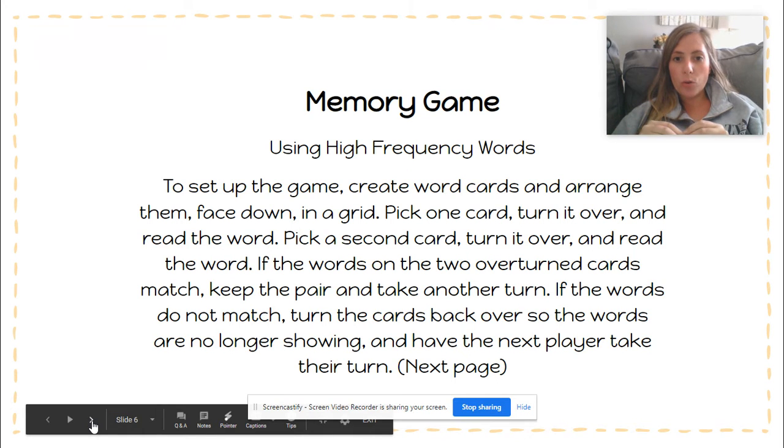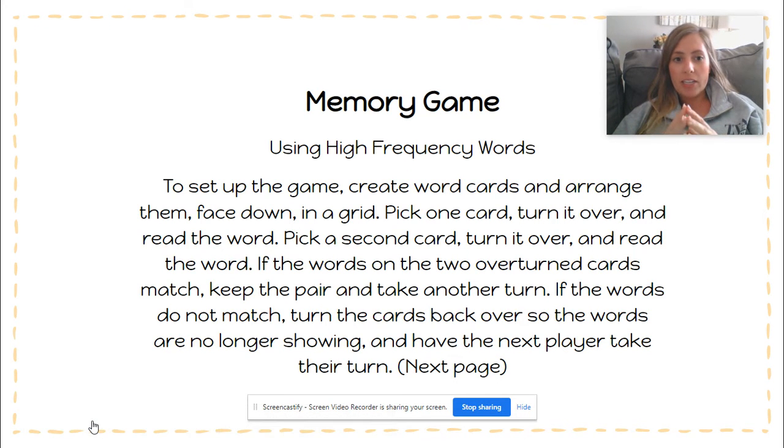All right, so for word work, you've got your memory game. This is where you're using your sight words. You're gonna set up the game, create word cards, and arrange them face down in a grid, so kind of like in a line. I have an example here in a second. You're gonna pick one card and turn it over and read the word. Then you're gonna pick a second card, turn it over, and read the word. If the words on the 2 turned cards match, then you keep the pair and you take another turn.